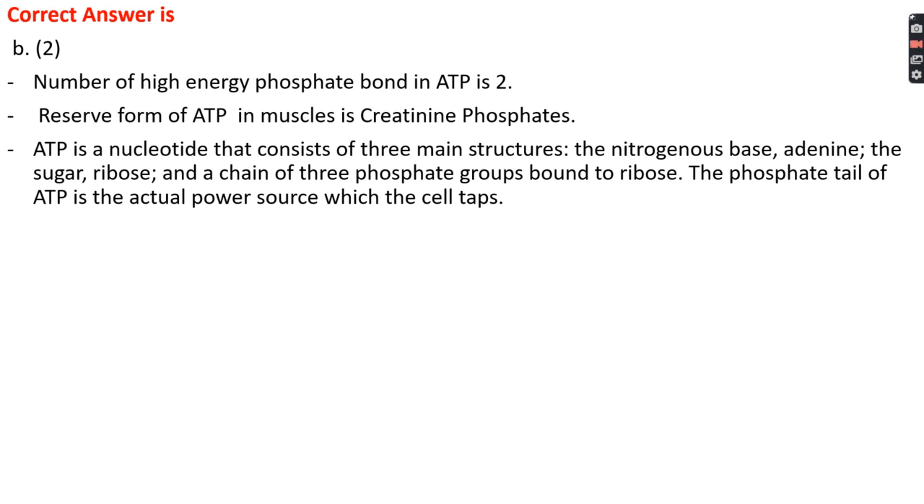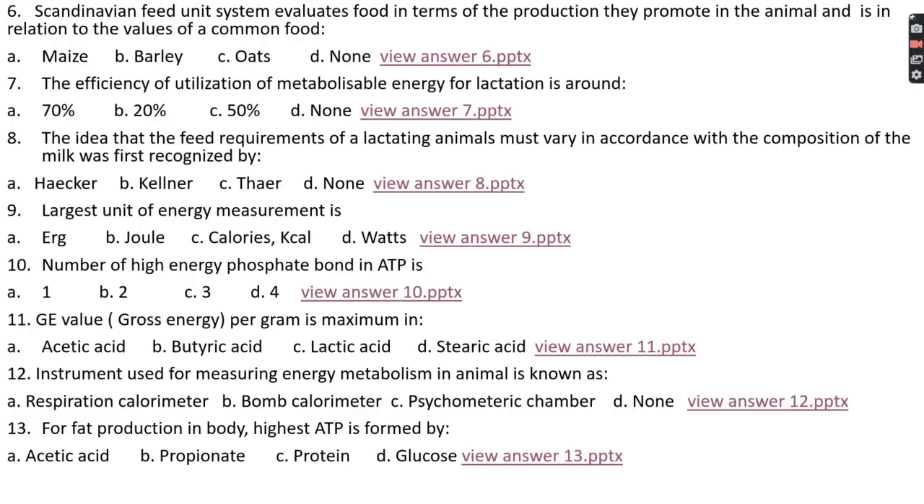And similarly, some other facts about ATP: the reserve form of ATP which is stored in muscles is creatine phosphate. ATP is actually a nucleotide that consists of three main structures, that is the nitrogenous base which is adenine, the sugar ribose, and a chain of three phosphate groups which is bound to the ribose. And this phosphate tail of ATP is the actual power source which cells tap.